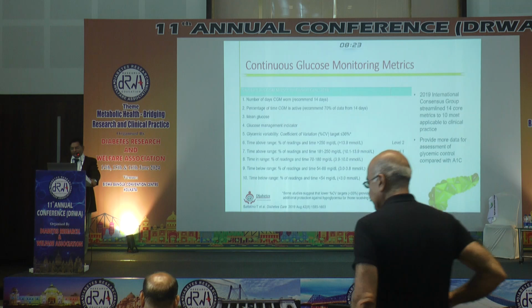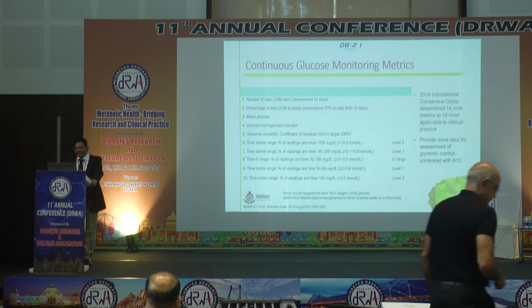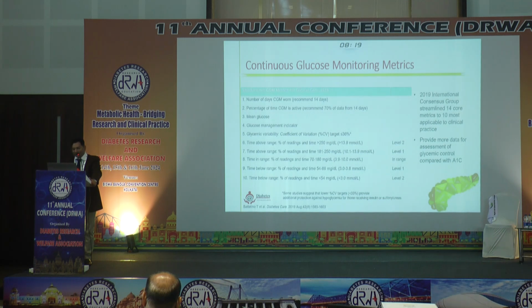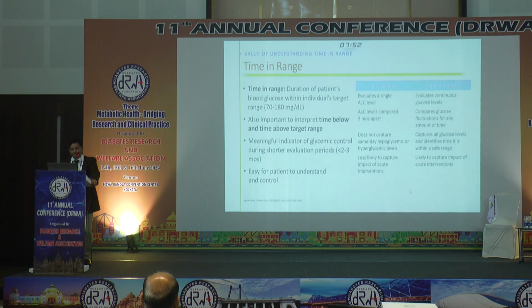Out of them, what is most important is TIR, time in range, time below range, and time above range, and there are 2 levels of above and below range. I'll use the pencil here. Level 2 is more than 250, level 1 is 180 to 250, and time in range is 70 to 180. Similarly, hypoglycemia has been divided into 2 levels: level 1, which is 54 to 69, and less than 54 is level 2 hypoglycemia.